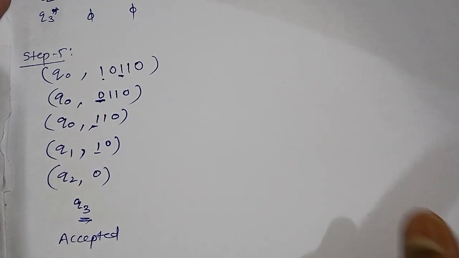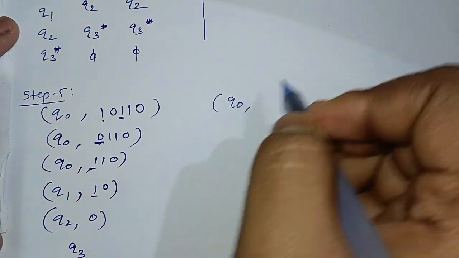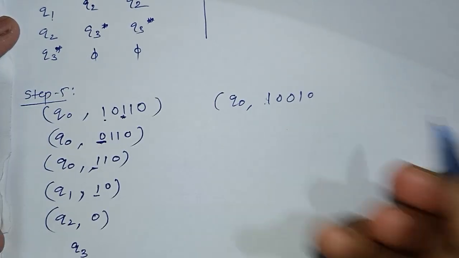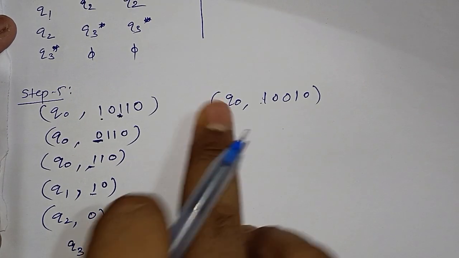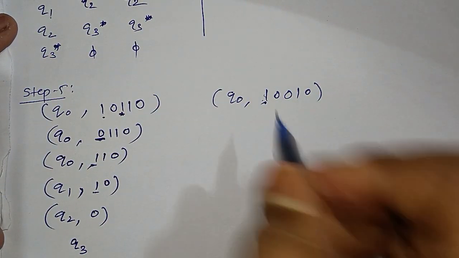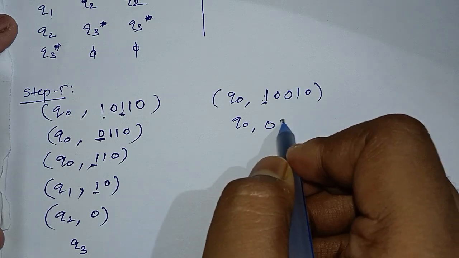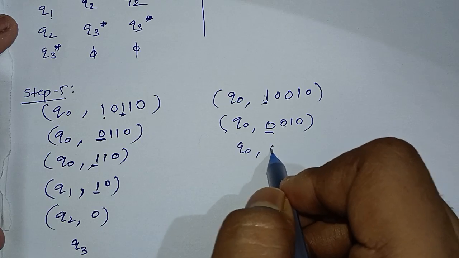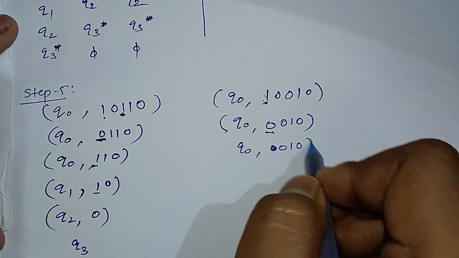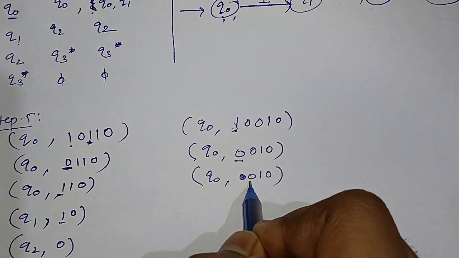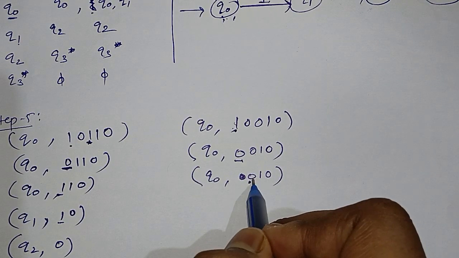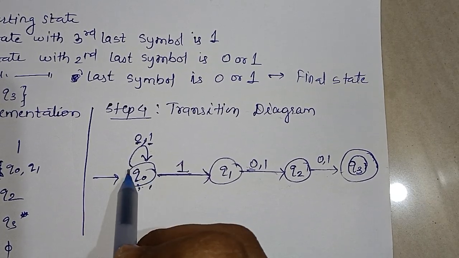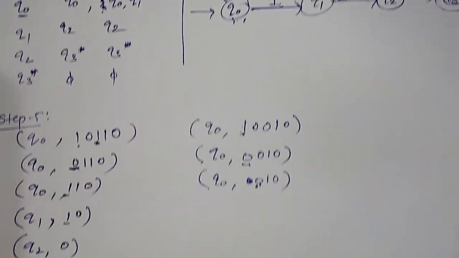Since Q3 is our final state, it is accepted. Now let's see an example of rejection. Q0 1 0 0 1 0. I'm taking the same, only I'm changing this 1 to 0. Now see, Q0, this is not the third last, so it stays in the same Q0. Now see, this is the third last, but it is 0 only, and as you can see in the transition diagram, there is no 0 transition to Q1, means every 0 will stay in the same state, Q0 only.